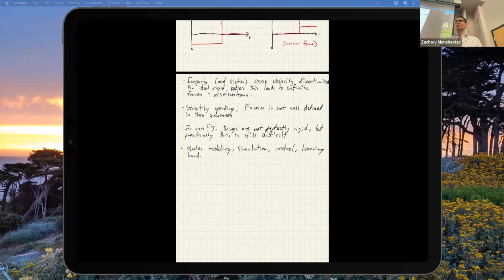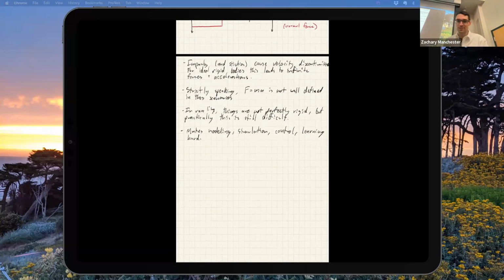Okay, so hopefully that makes some sense. There's some just hard stuff in there. So now let's do a little survey of ways people deal with this. I would say there are basically three broad categories. Okay, so let's see. First one, I would call smooth contact models.